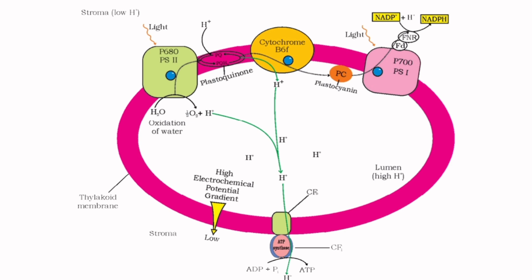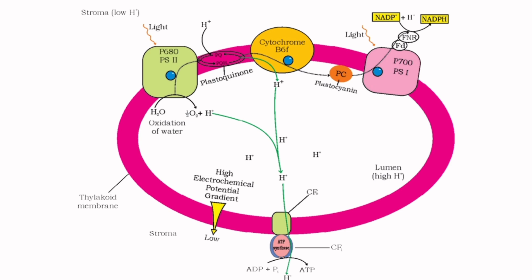Now, the third reason is that the NADP reductase enzyme, which is located on the stroma side of the membrane, utilizes H plus for reducing NADP plus to NADPH. So in this manner, protons are also removed from the stroma. Hence, within the chloroplast, protons in the stroma decrease in number, while in the lumen there is accumulation of protons. This creates a proton gradient across the thylakoid membrane.